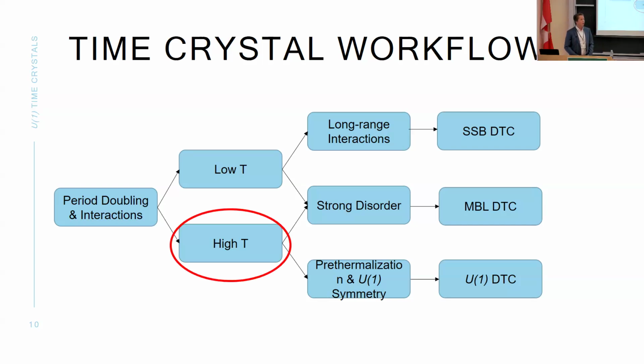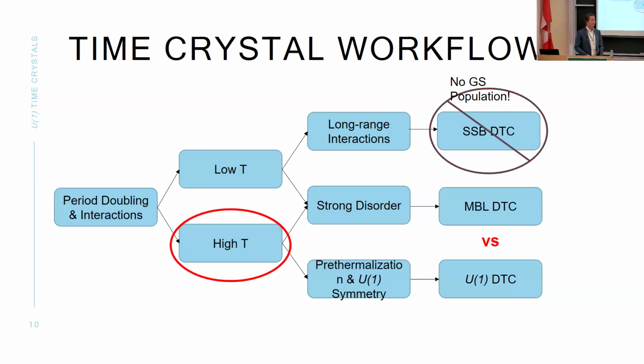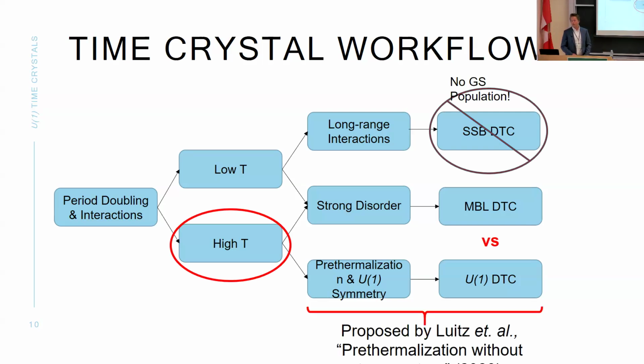Now, we're in the high temperature regime, so we can immediately rule out the possibility that we're spontaneously symmetry broken as our discrete time crystalline behavior. And this makes sense because we have no appreciable ground state population, so spontaneous symmetry breaking definitely doesn't apply. That is, we need to understand the difference between many body localization, strong disordered regimes, and this prethermalization. And this mechanism here at the bottom was only recently proposed by Luitz et al., and it's known as prethermalization without temperature. It's a 2020 paper.